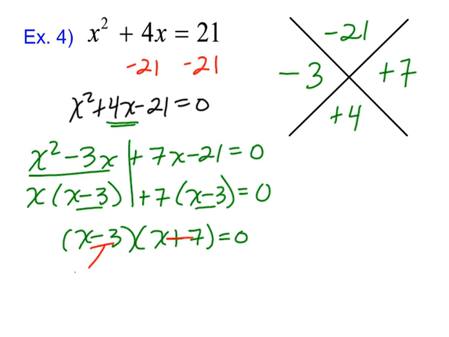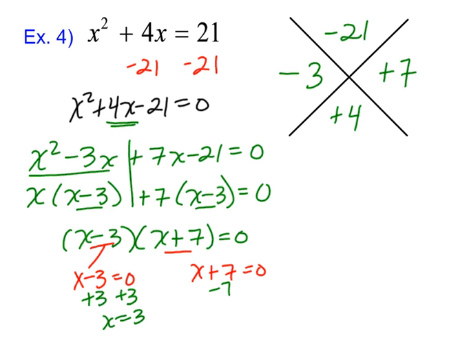We're going to take them both, set one equal to 0 and the other one equal to 0. We're going to, first one, add 3 to both sides, find out that x equals 3, and this other one we're going to subtract 7 from both sides and find out x equals negative 7. So this quadratic is going to cross the x-axis at 3 and negative 7. We're going to do one more.